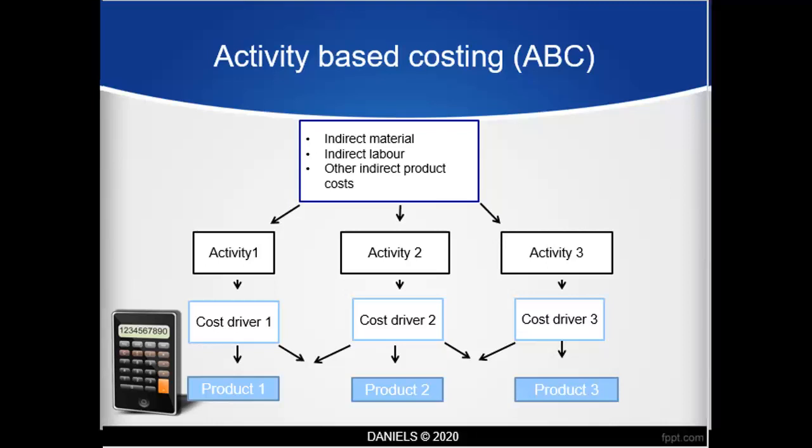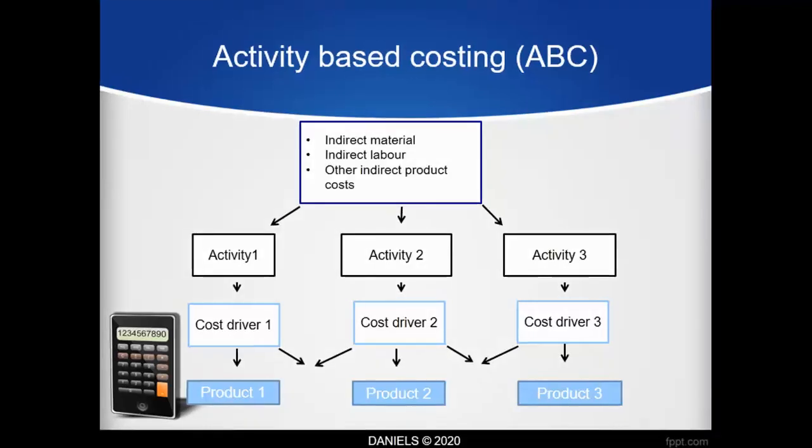Today, we'll be talking about activity-based costing. So activity-based costing is where we first basically categorize the costs into cost pools based on activities. So we look at the various activities within an organization, and then we determine what is driving the activity, what is causing the activity to actually exist in the first place.